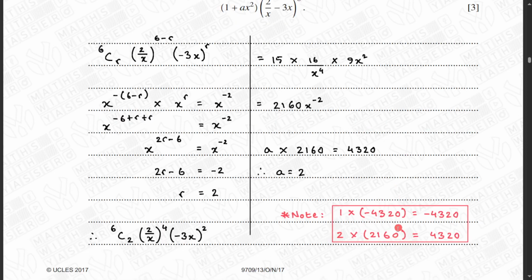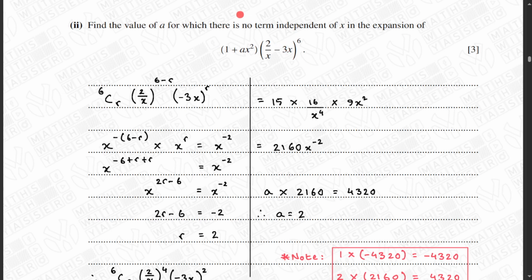So this is the explanation. When 1 is getting multiplied with the negative 4320, we get negative 4320. And when the value of a will be 2, and if we multiply 2 with 2160, we will be getting positive 4320. So these two constants will cancel out, and we will be left with no term independent of x in the expansion of this. And this can only happen if the value of a is 2.